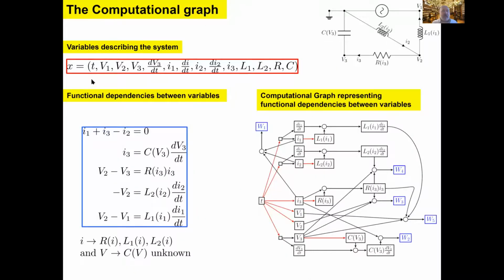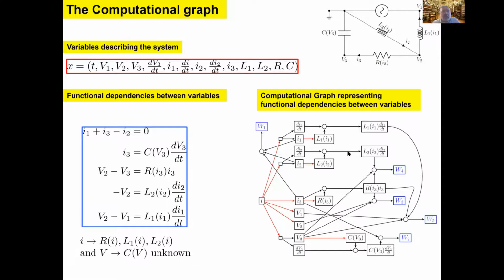To describe this, write X for the vector whose entries are the variables representing the state of the system. Observe that these variables are related to each other through functional dependencies given by the following equations, which are the Kirchhoff laws for this nonlinear electric circuit. Now, we can represent these functional dependencies between variables as a graph where nodes represent variables and directed edges represent functions, with unknown functions colored in red and known functions colored in black.